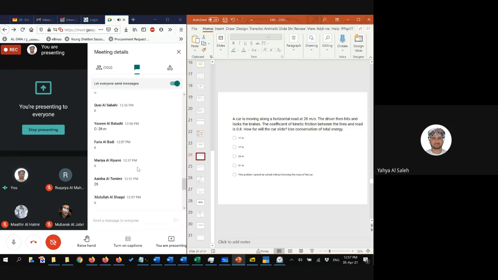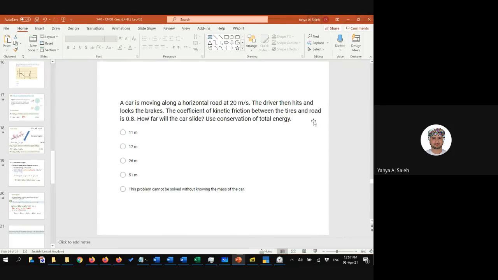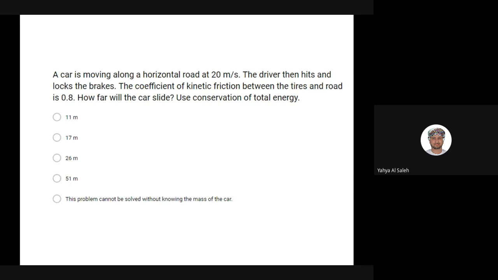Pretty much everyone chose 26, which is option C. So let's see if it is option C. It's moving at 20 meters per second, meaning kinetic energy is equal to half mv squared.